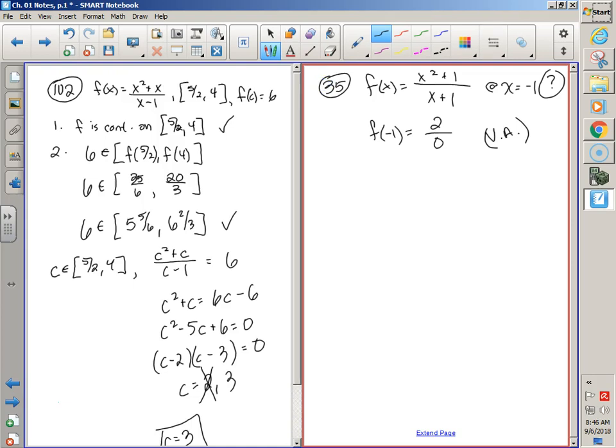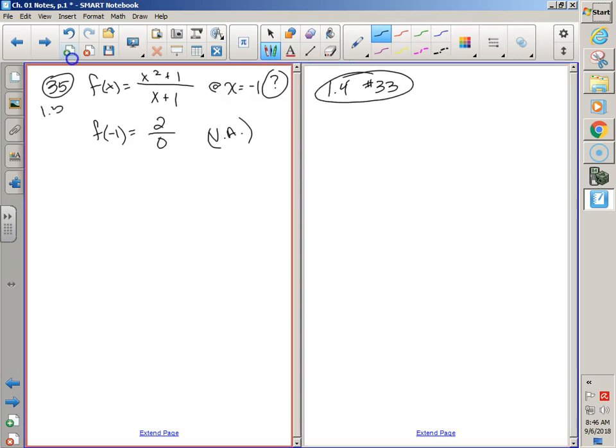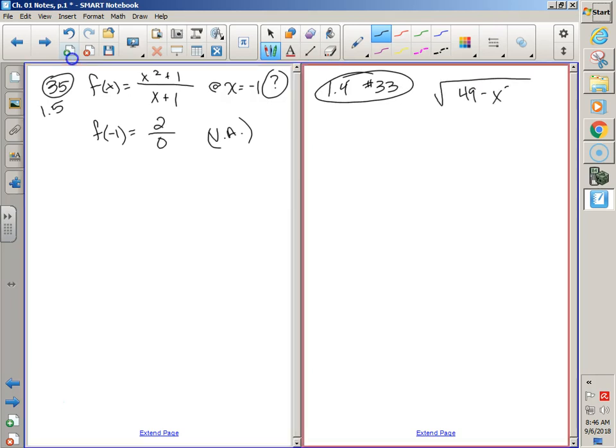Okay, number 33? Good question. I saw multiple ones of these. I think it was mostly period 6, though. 1.4. Sorry, this was 1.5. Square root of 49 minus x squared. You're supposed to be thinking about the domain -7 to 7.